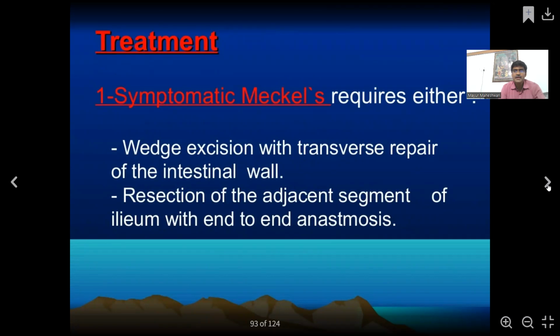Treatment in symptomatic Meckel's diverticulum: they require either wedge resection with transverse repair of the intestinal wall, or resection of the adjacent segment of the intestine, that is the ileum, with end-to-end anastomosis.